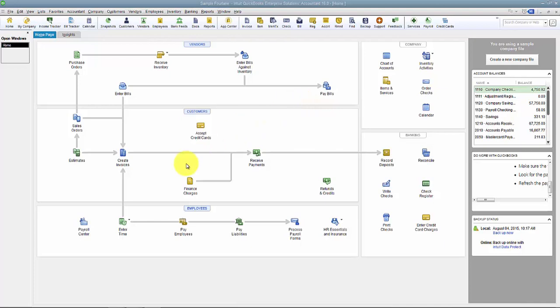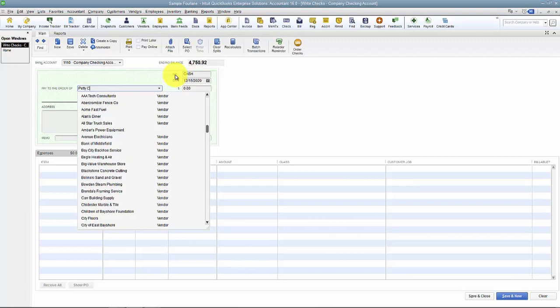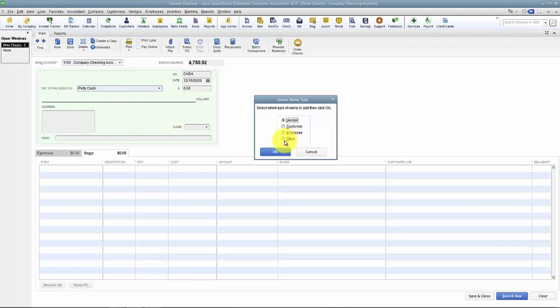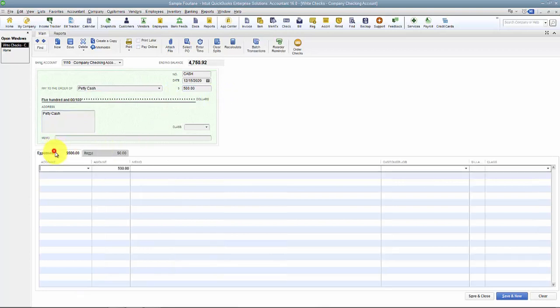So the first way I've seen people enter petty cash is they go in and they write a check, right? So they say, I have taken out cash, I'll put it to cash, on 12/15, and they create a vendor called petty cash. Now, a lot of times I've actually seen people put this in as an other name. This is one of the few times when I think other names are okay. I prefer vendor though. Even though it's not really a vendor, I just prefer vendor over other name because of reporting purposes. Okay, so petty cash, we're taking out $500.